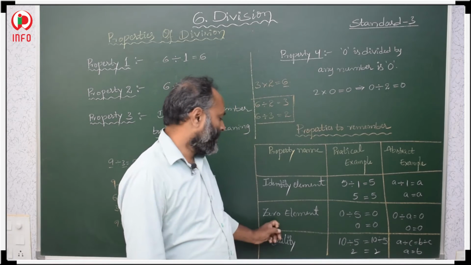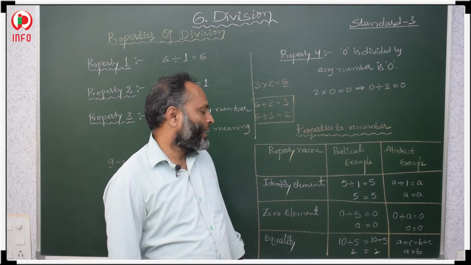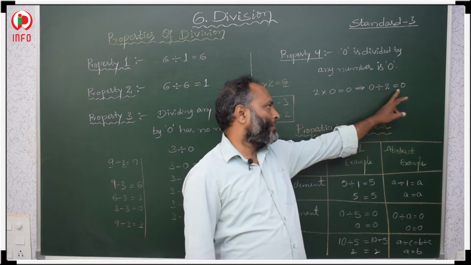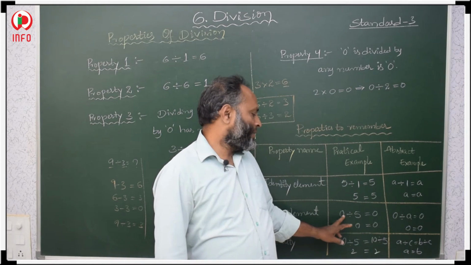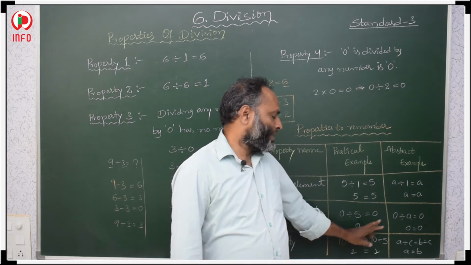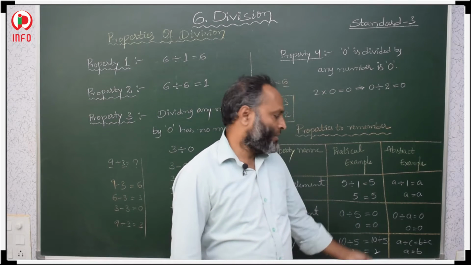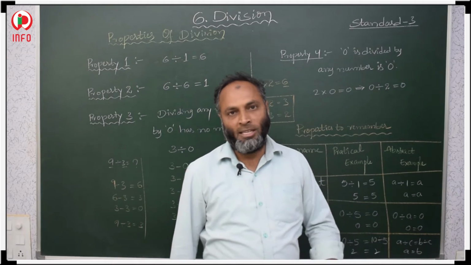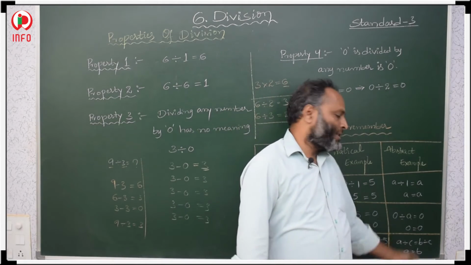Next, zero element. If 0 is divided by any number, the answer is 0. Here, if 0 is divided by any number, we say A is a variable, then the answer is 0.